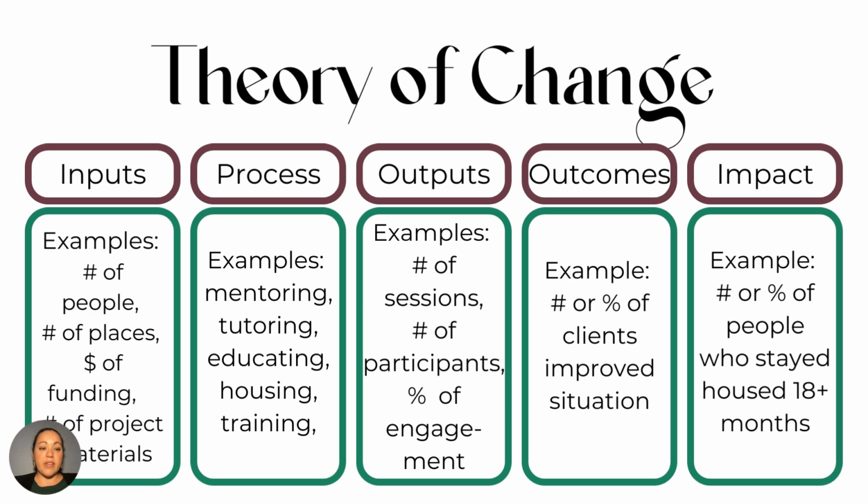So here's some examples for inputs. Your examples might be number of people, number of places, the amount of funding, the number of project materials. For process, your examples could be mentoring, tutoring, educating, housing, training. Your outputs would be the number of sessions, the number of participants, the percent of engagement. Your outcomes would be the number or percentage of clients in an improved situation. In an example, I made this one very specific towards homelessness, for example, the number or percent of people who stayed housed 18 months or beyond.